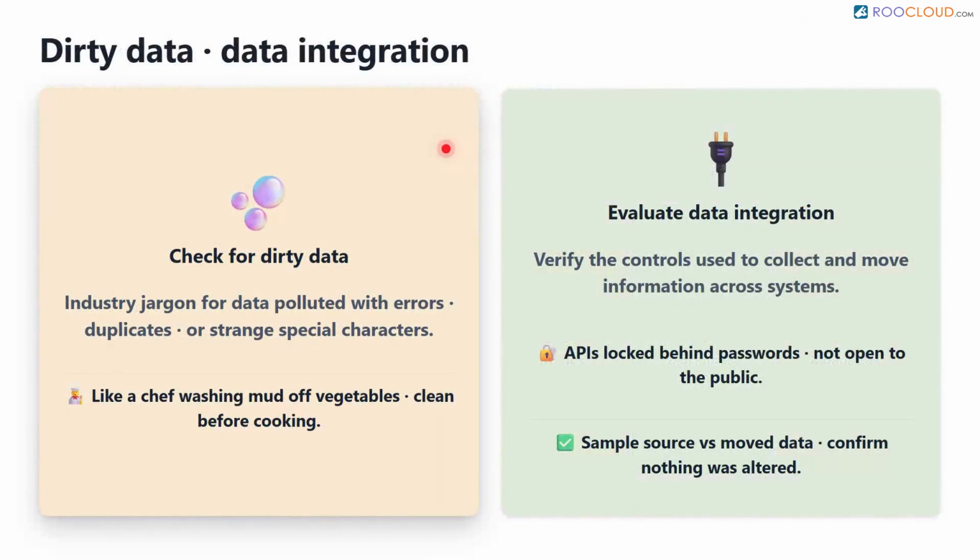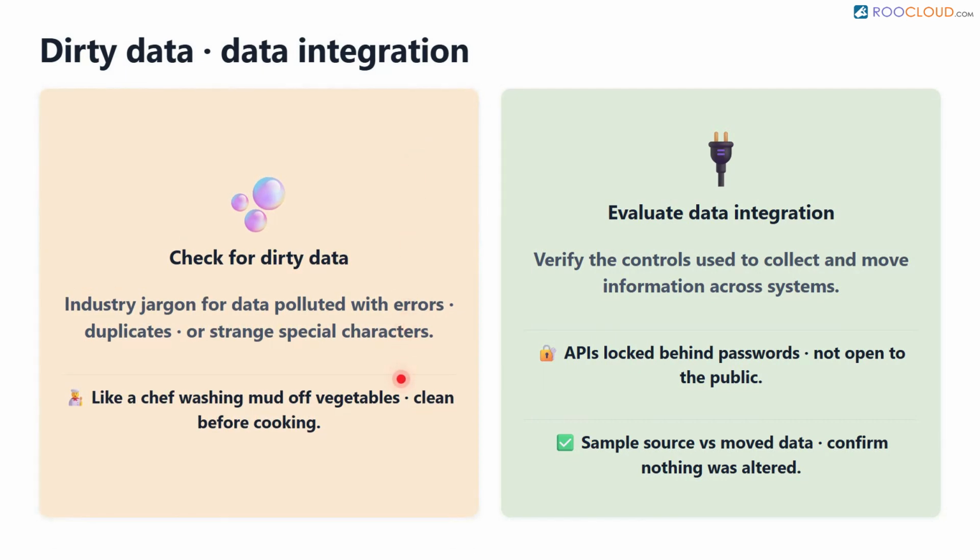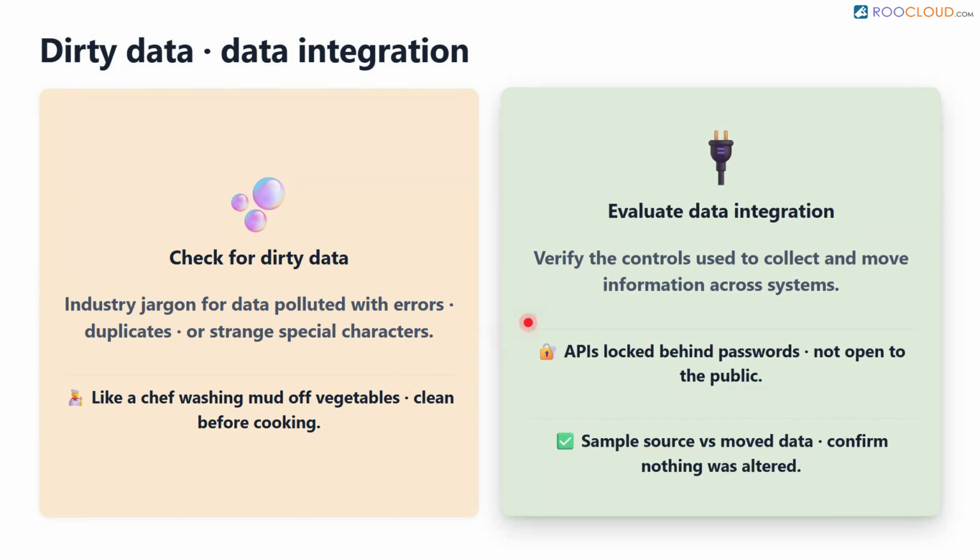You also need to check for dirty data. Dirty data is industry jargon for information polluted with errors, duplicates, or strange special characters. Just like a chef must wash mud off vegetables before cooking, data scientists must manipulate and clean dirty data before feeding it to the model.